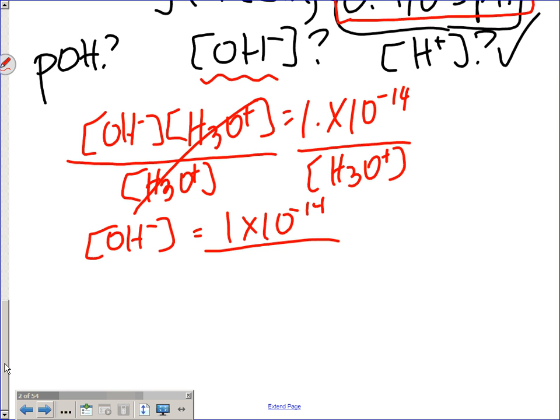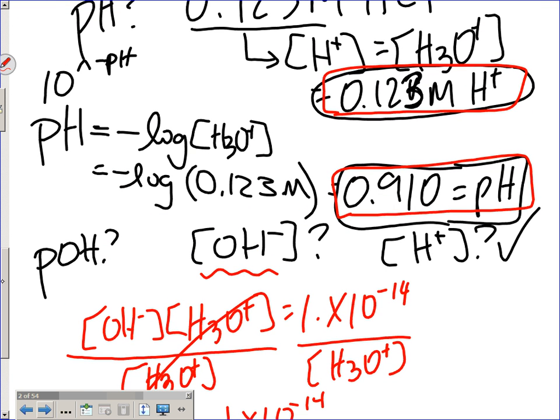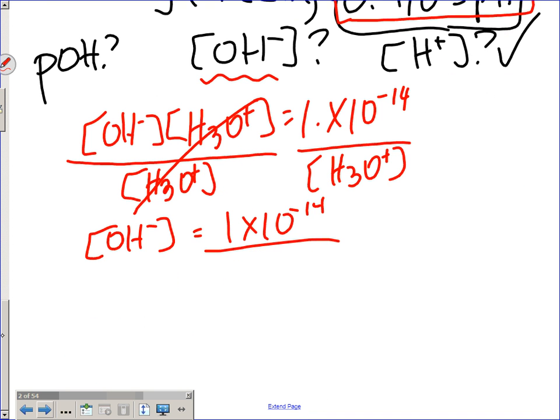What's hydrogen concentration? You should have written this down. Anybody? 0.123, right? So this is that right there. Remember, H plus or hydronium, they're interchangeable. You'll hear me do both. So that value right there goes down here, 0.123 molar. And you guys calculate. Make sure you put parentheses around here. This is not optional. You should be calculating with me. Go to the calculator.